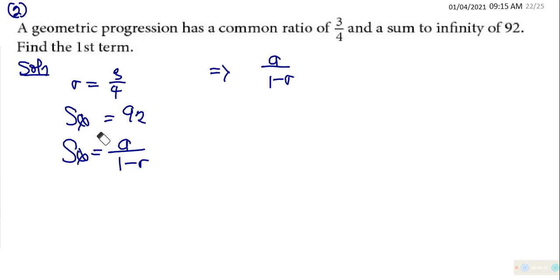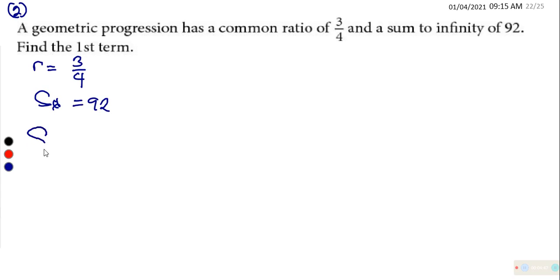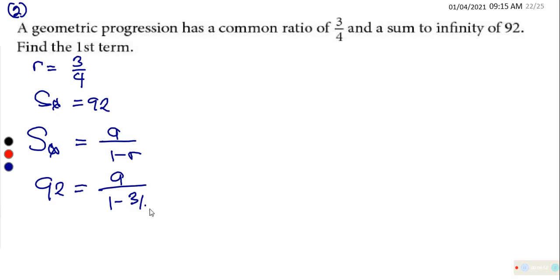Example 2. A geometric progression has a common ratio of 3 over 4, and sum to infinity of 92. Find the first term. Okay, let's write down what we have. Common ratio is 3 over 4, and sum to infinity is 92. Okay, find the first term. So we use the formula of sum to infinity, which is a over 1 minus r. So therefore 92 equals a, we don't know a, over 1 minus 3 over 4.